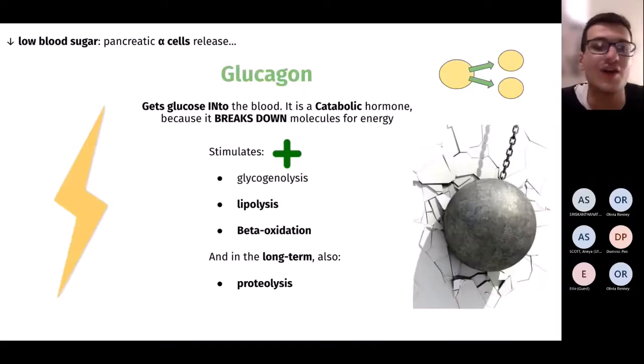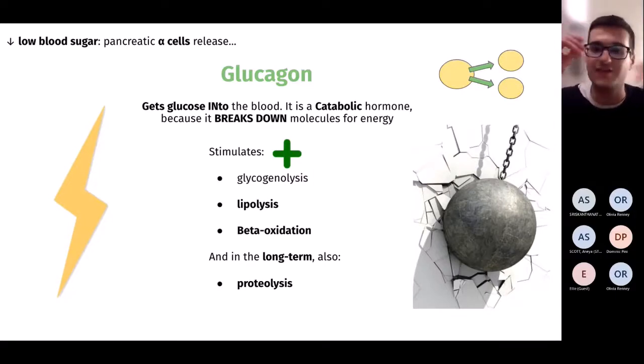Okay, so glucagon, you can think of it like the antagonist of insulin. It does the opposite thing. So when your blood sugar is low, your alpha cells in your pancreas release glucagon, and glucagon's whole mission is to get glucose into the blood. And it does this by breaking things down. It's a catabolic hormone. That's what catabolic means. So it stimulates those processes that break down the storage molecules.